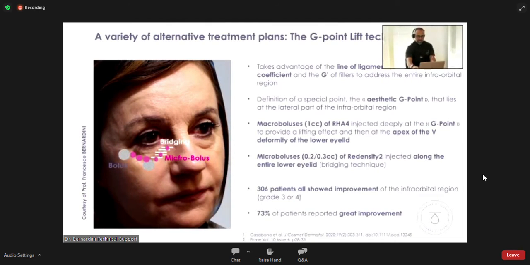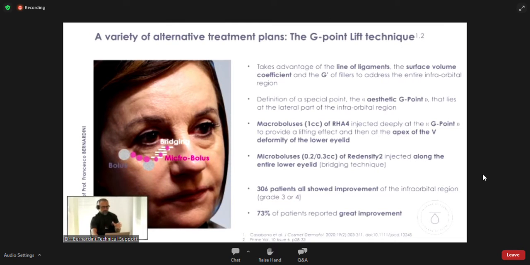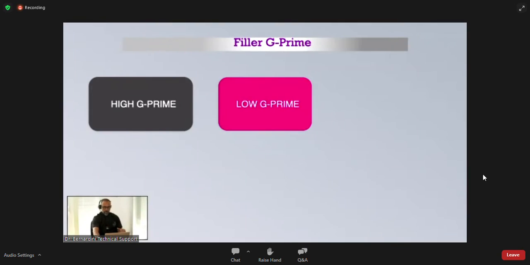The technique is complicated because it relies on bolus injection, half bolus injection, bridging injection, the tear trough. So you will see me doing it. So don't worry about that.